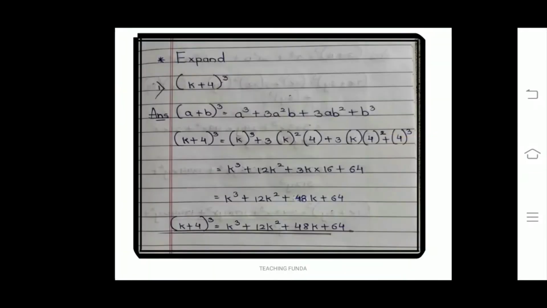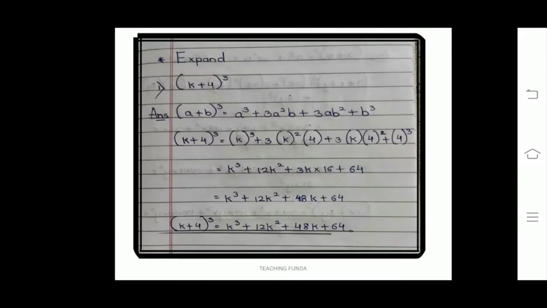Here is the first question, that is expansion, students. First is (k + 4)^3. Already in my previous video also I explained to you how to do this sum. Again I am explaining the cubes formula in this video, and it is a very easy formula, students. First term cube, last term cube. It is very easy to remember. How to remember? Just listen here.